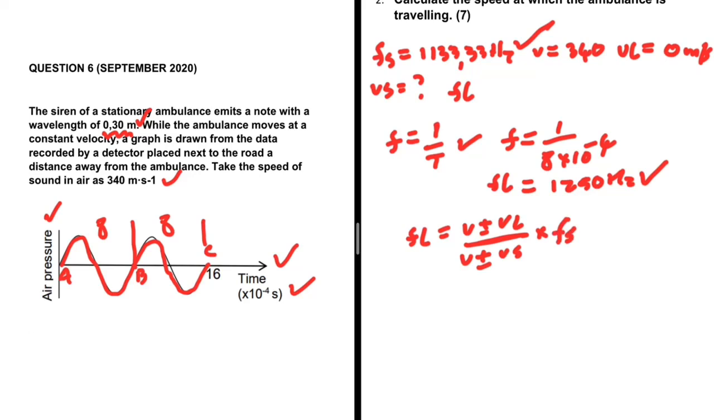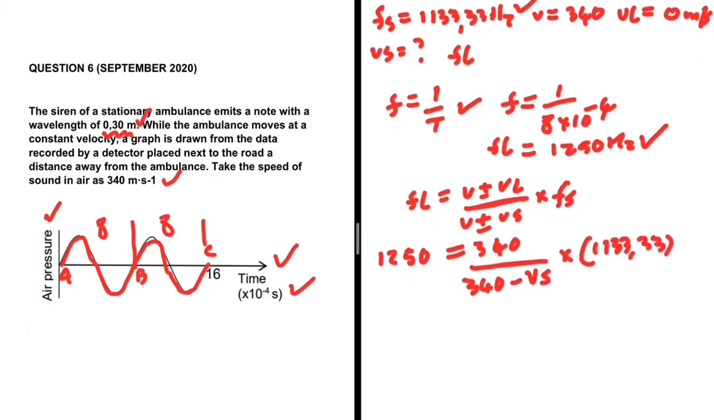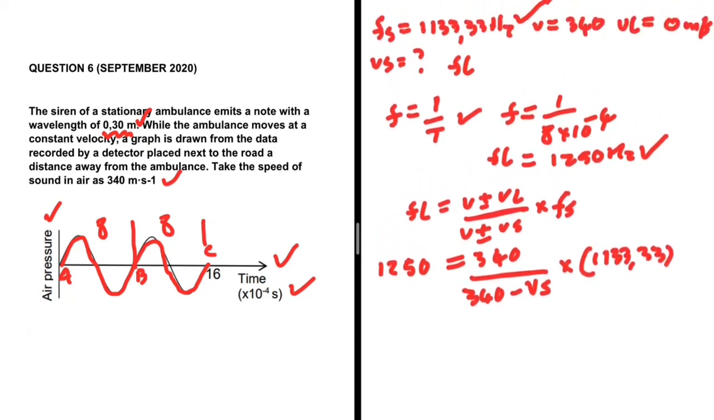So let's go ahead and substitute. FL, 1250, equals V, the speed of sound in air, that is 340. Our listener is stationary, plus or minus 0, divided by 340. The sound source is moving towards. When the sound source is moving towards, we have minus. So minus VS, multiplied by FS, the frequency emitted, 1133.33. So right, you can see now that we have solved the problem, as far as the physics is concerned.